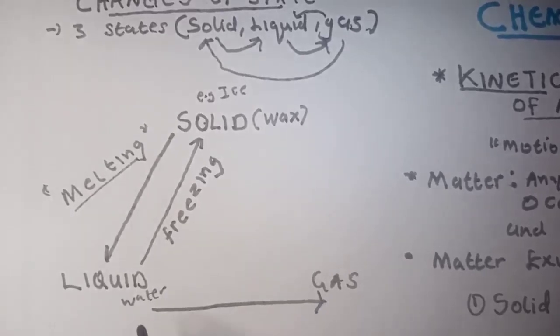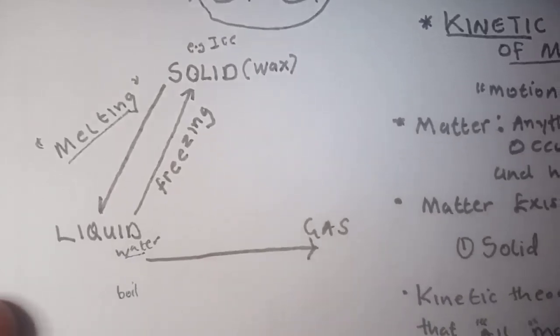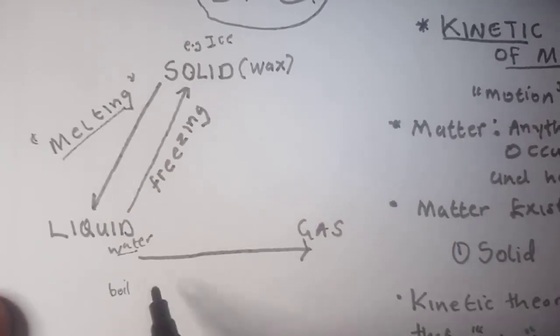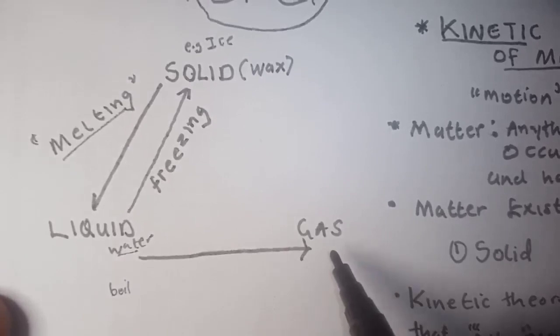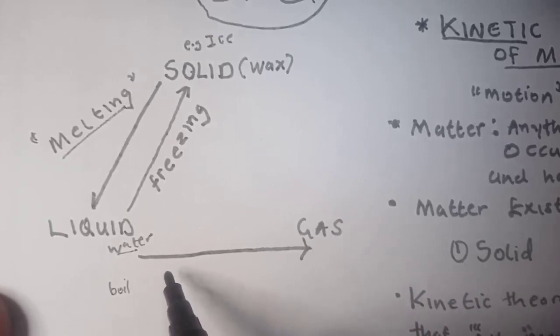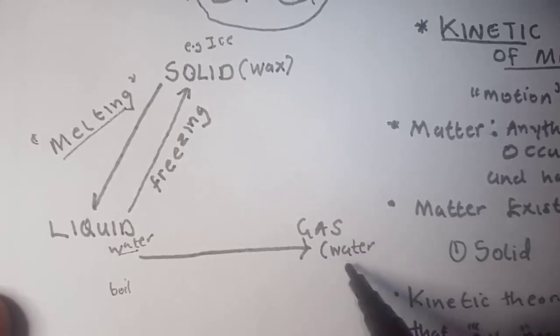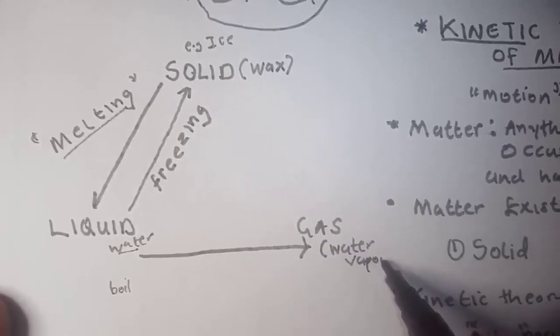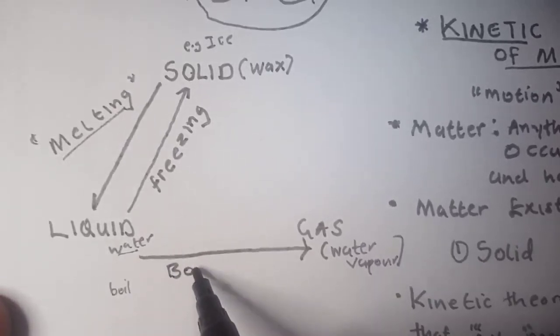So liquid to gas, I'm going to give you an example. Let's say this water, you boil it on a stove. Once you boil the water on a stove, it will boil and then it starts changing to gas. Okay, so you can't see it with your eyes. It changes to gas, or what we call water vapor. The best gas we can give an example here is water vapor. So the process is called boiling.